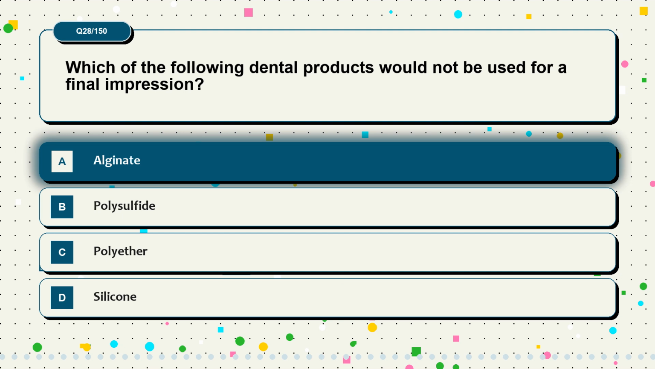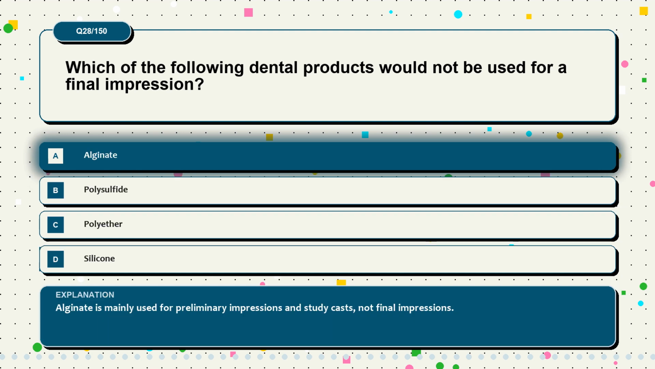The correct answer is option A. Alginate. Alginate is mainly used for preliminary impressions and study casts, not final impressions.